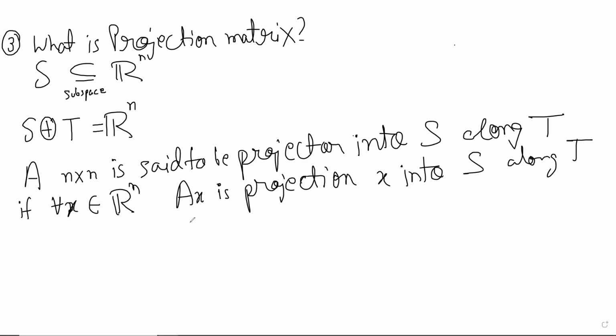So x is in Rn. This x will be S plus T. And this Ax, what should it be? S, right? The shadow of x on S. But then along T, my definition is sort of missing that. Wait, projected into S along T.